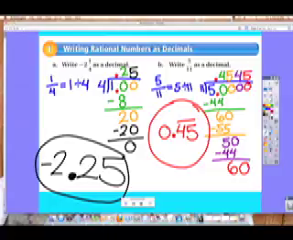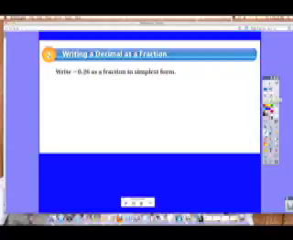Okay, what's that first spot called after the decimal? Shout it out. Tenths. Write it underneath that. Okay, what's the second spot? Shout it out. Hundredths. And what's the third spot? Shout it out. Thousandths.